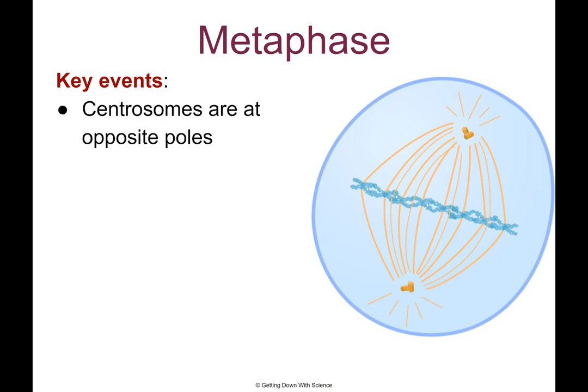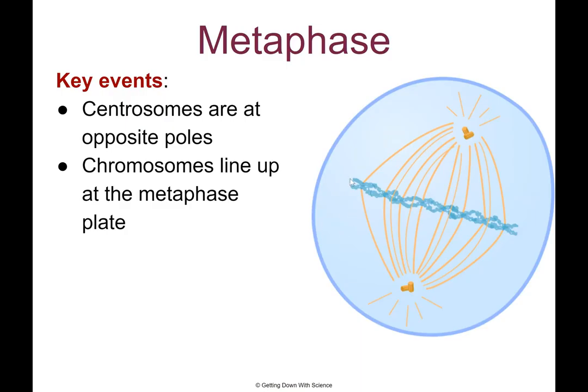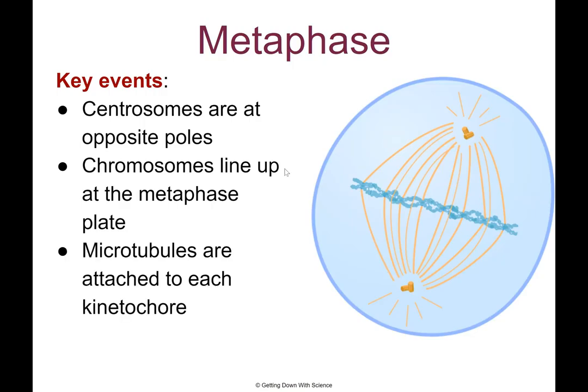Then we move into metaphase, and the centrosomes are on opposite poles at this point. The chromosomes are all going to line up in the middle, and notice they're lined up so we can literally pull them in opposite directions. The microtubules are all attached, so we've lassoed all of those sister chromatids.